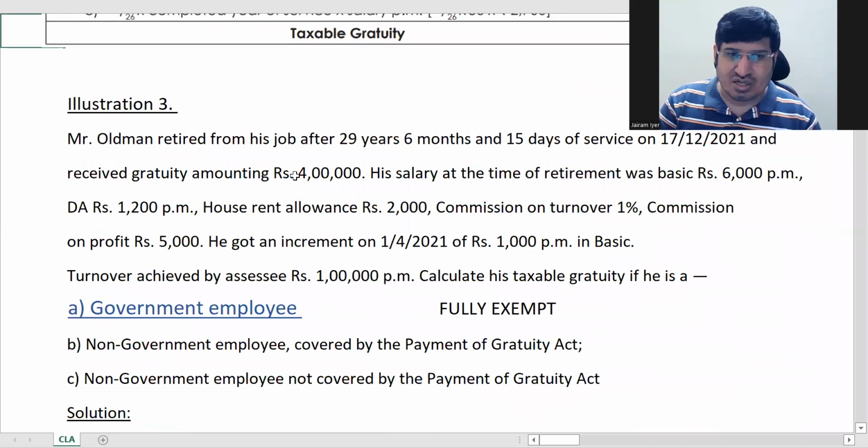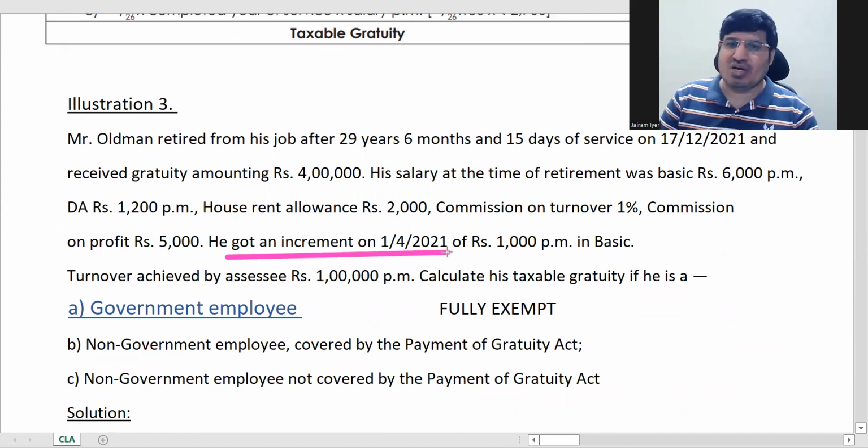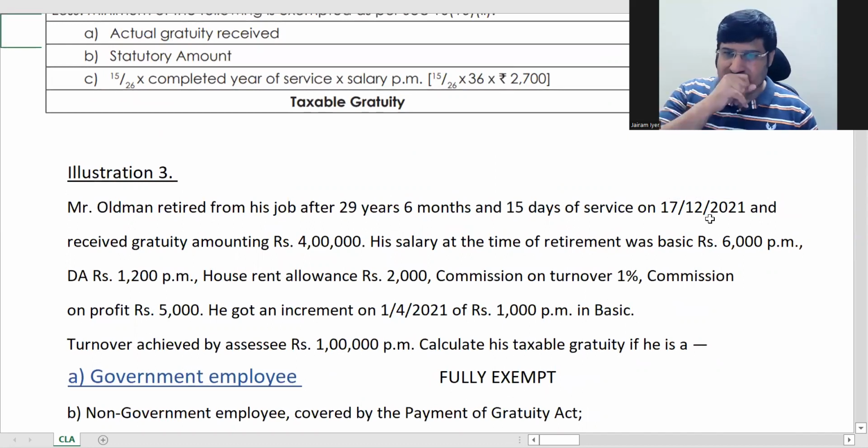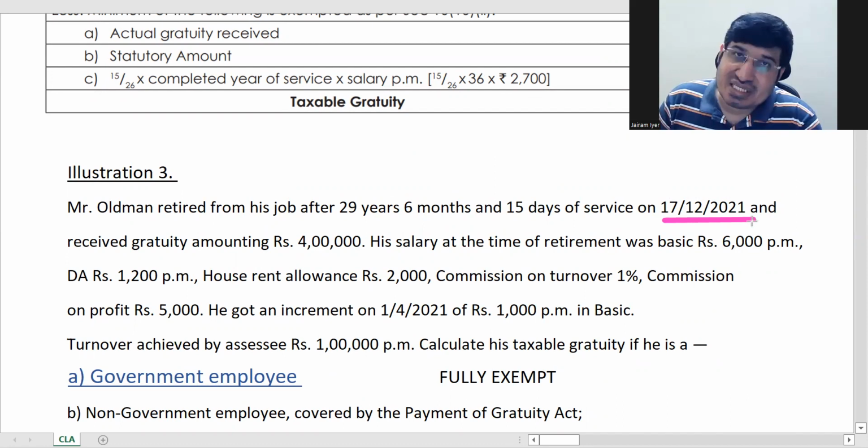If you see here, he got an increment on 1/4/2022. And when did he retire? 17/12/2021. He retired on 17/12/2021. So basically, you have to take the months preceding the month of retirement, correct? For not covered under the Payment of Gratuity Act. You want me to show that? Yeah, I'll show you once.